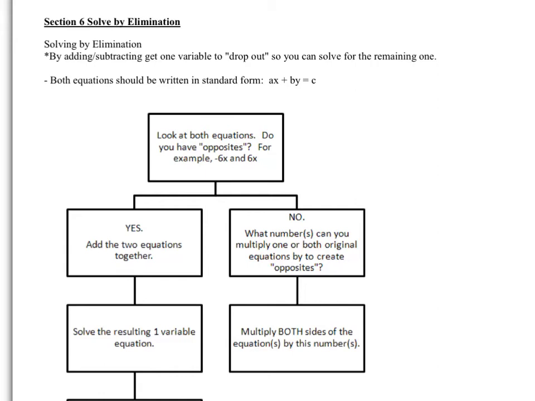Section 6, Video 1. So far we've talked about two other ways to solve a system of equations. First was to solve by graphing. And when you solve by graphing, you have what we would consider an approximate answer. Then we said you could solve by substitution.